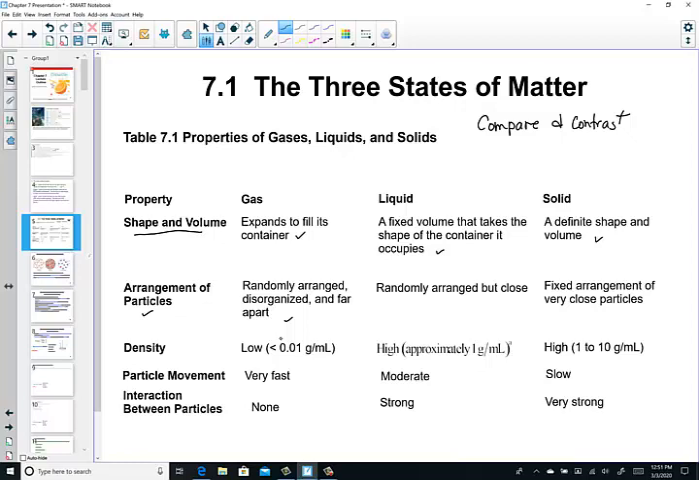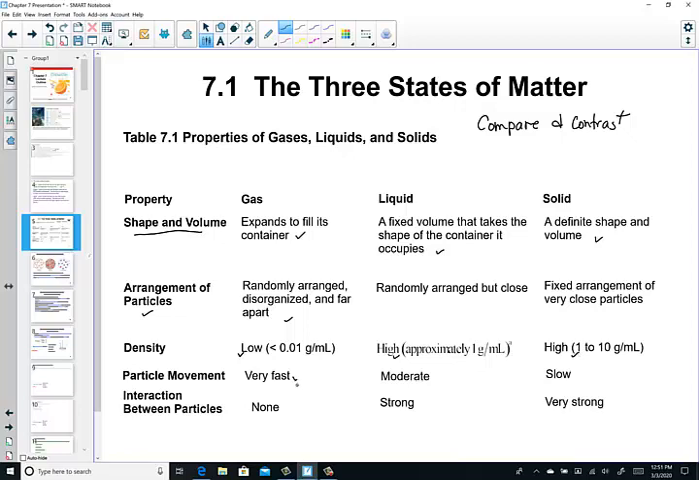Liquids are still random, but the molecular arrangement is much closer than that of a gas, though not as close as a solid, which has a very fixed arrangement of particles. Gases have very low densities. Liquids have higher density, but the highest of all would be a solid phase, with very compact solid crystals.